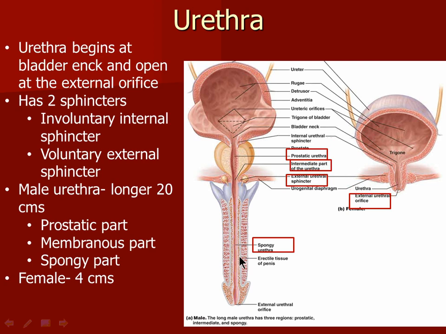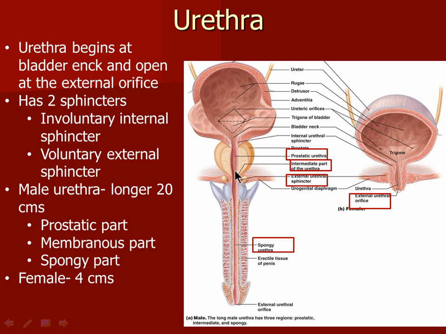The male urethra is much longer. It's about 20 centimeters long. The female urethra is much shorter, only about 4 centimeters. In the males, it's long because it has to pass through a number of structures. So it is divided into three parts. There's a part of the urethra which passes through the prostate gland. And when we do the reproductive system, you have to recall this. So it's a good idea to remember it now.